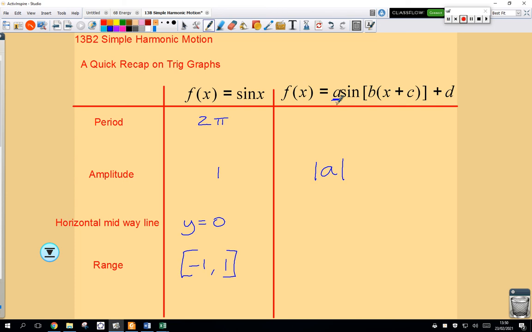Okay. The horizontal midway line is not changed by that coefficient. The period is not changed. The range, though, goes from the negative of the absolute value of a up to the positive. I'm going to leave a gap here because there's other things that can affect the range. But for the moment, multiplying by a will have that effect on the range, going from negative the absolute value of a to positive the absolute value of a. So when a was 5, the range goes from -5 to 5.